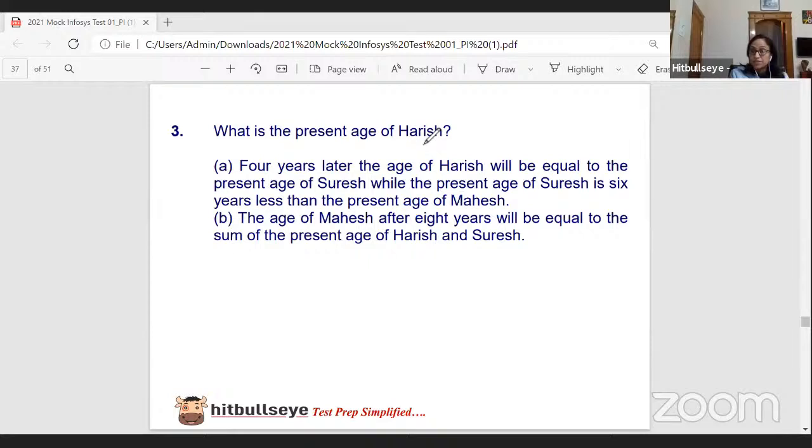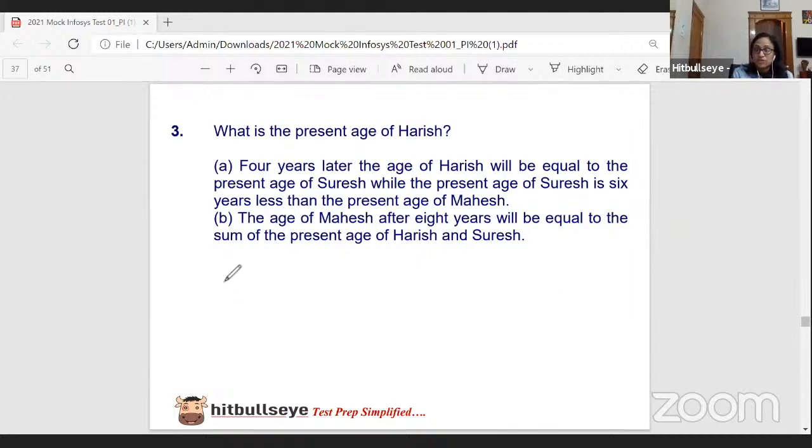So we have to find the present age of Harish. Whenever you're dealing with questions of ages, please make a note that you always assume the variable matching with the first alphabet of the person's name so that you remember which variable is corresponding to which person, and that is always the current age. Okay? We always follow this rule so that there is no confusion. Very good, Avinash. That's the correct answer.